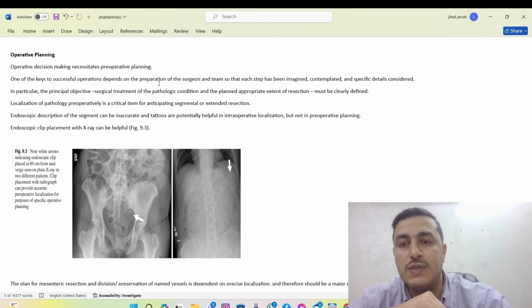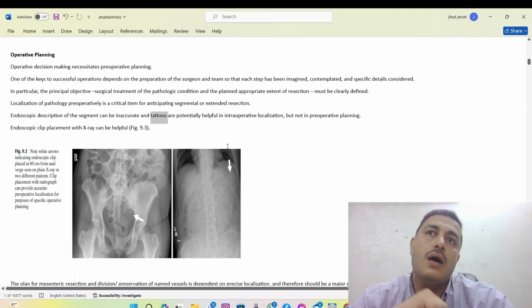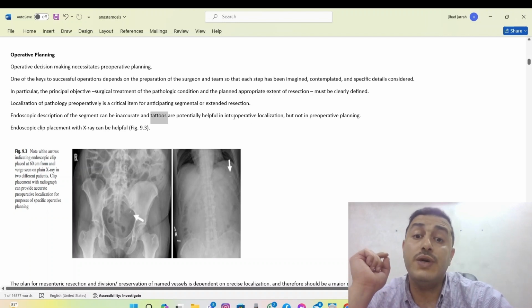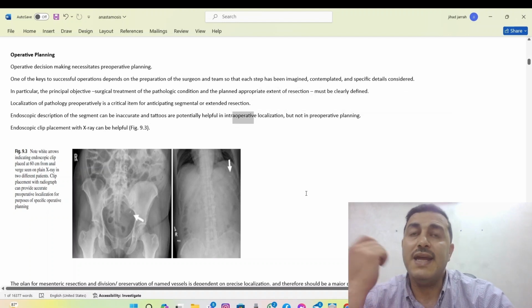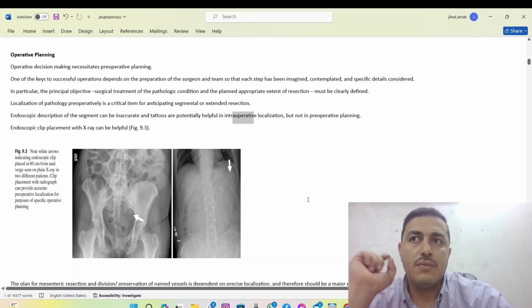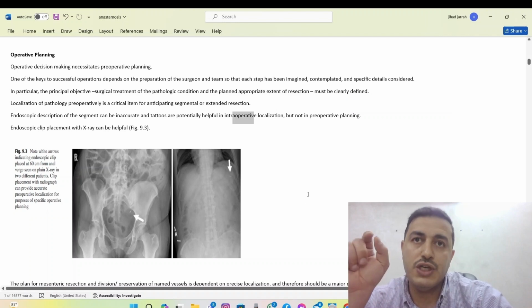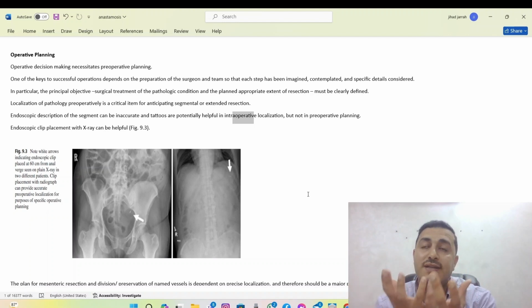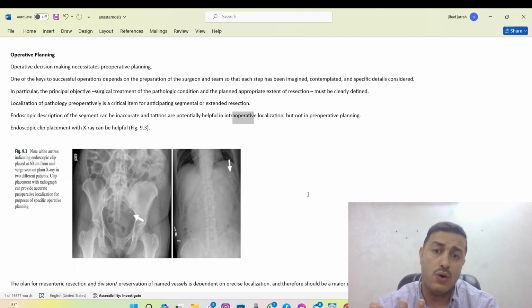Yes, you can use a tattoo for the pathology during the colonoscopy, but this will help you intraoperatively. What can help you is putting a clip on the pathology, so it can give you an idea where it exists, where I'm going to do the resection, and what kind of anastomosis I'm going to do.